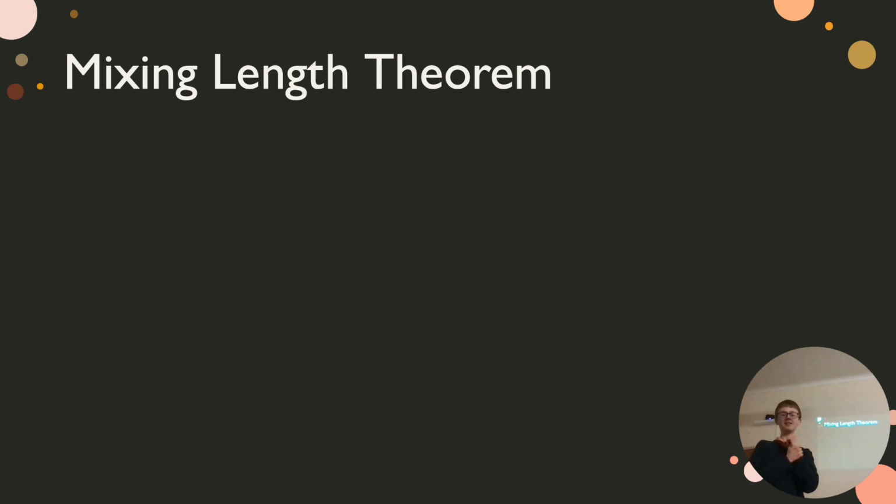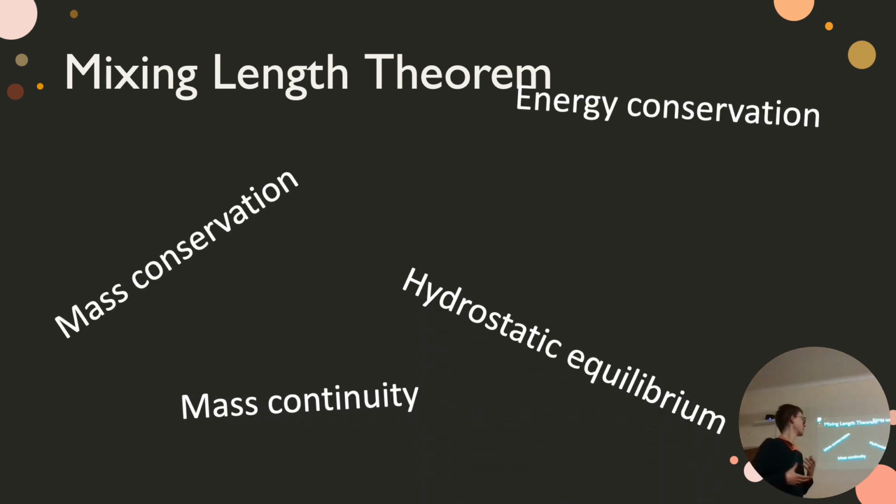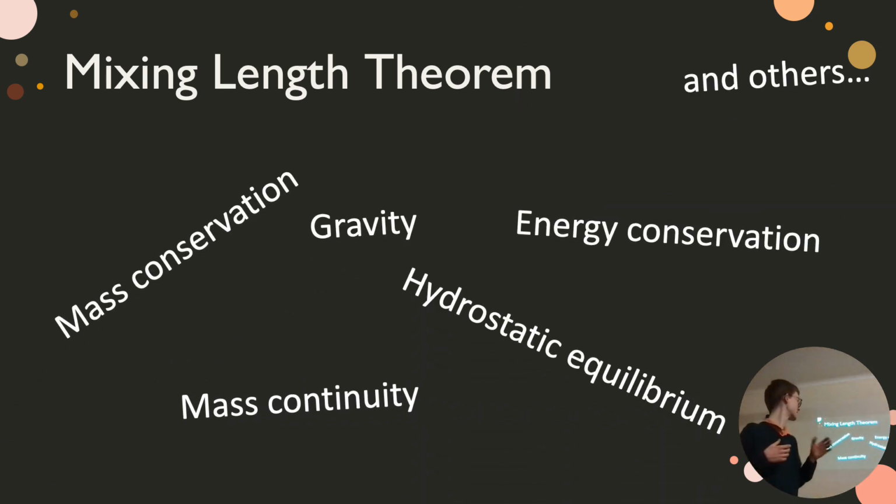So the next bit is mixing length theory. What on earth is that? Well, mixing length theory brings together all of these. You can't quite see it, but I will say what that says. All these different bits of physics, again physics I'm not going to go into because there's so much physics in this. But things like mass conservation, mass continuity, gravity, hydrostatic equilibrium, energy conservation, and others. You'll recognise at least one, hopefully, gravity for example. That's very important in a star.